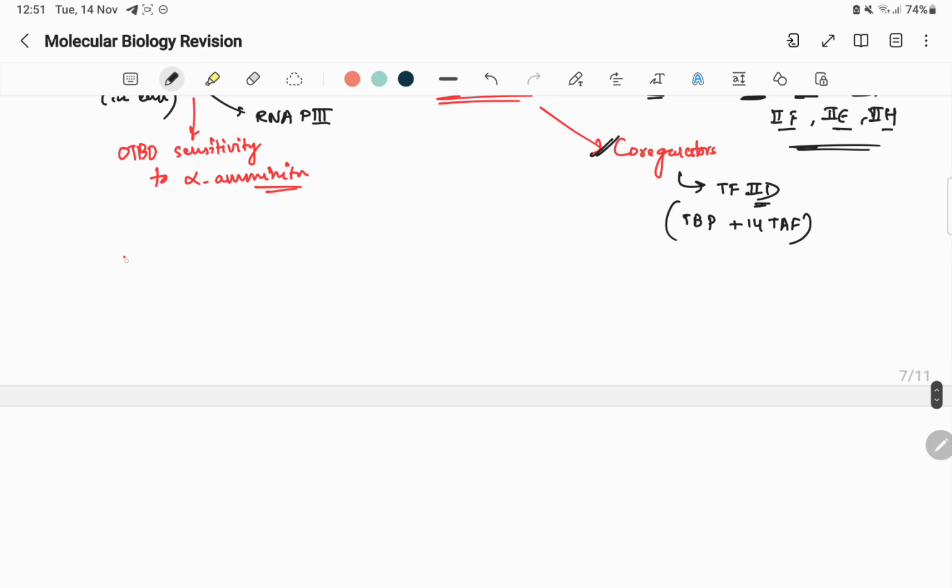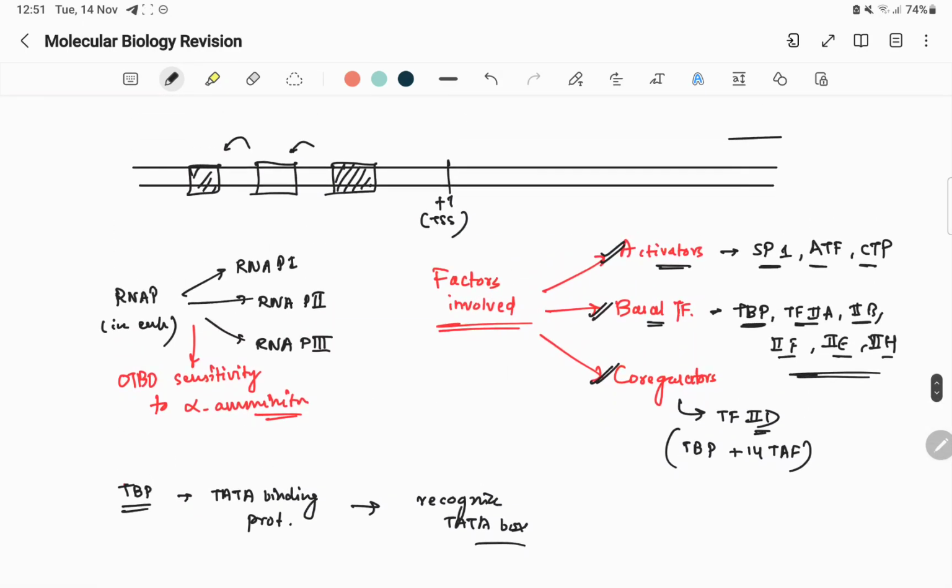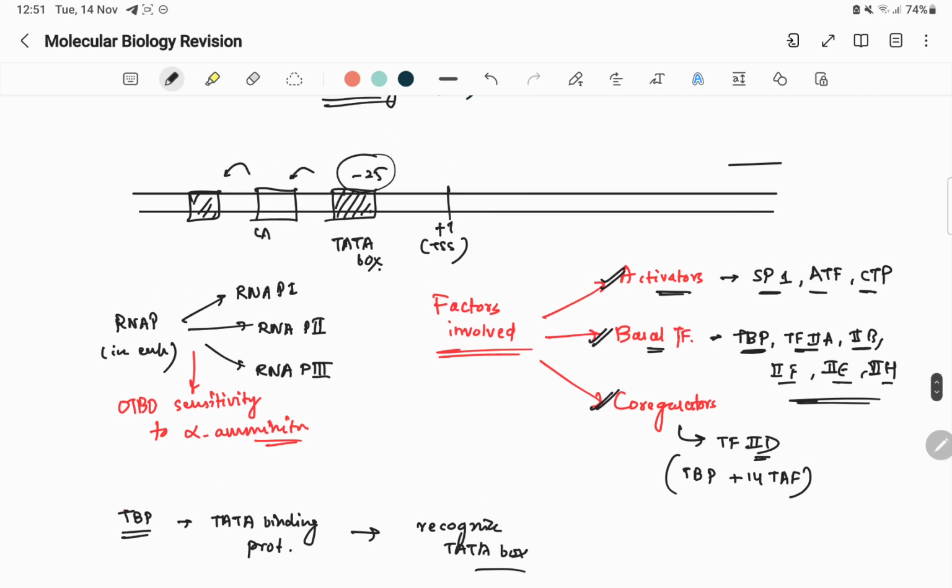So what is the process? First of all, the TBP, the TATA binding protein, will recognize the TATA box. Here you have the TATA box at the -25 region, the CAAT box at the -70 region, and the GC box at around -110. I'm not writing the numbers, as they may vary.